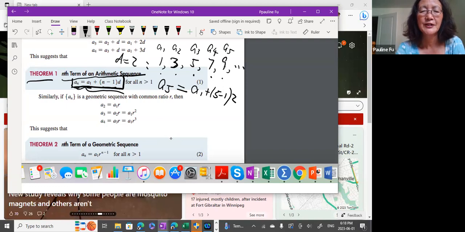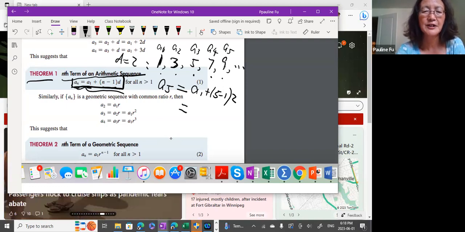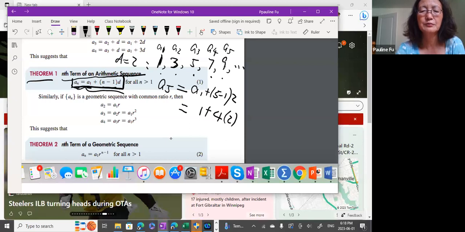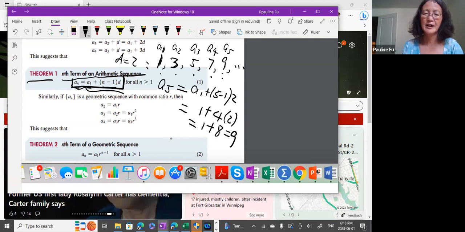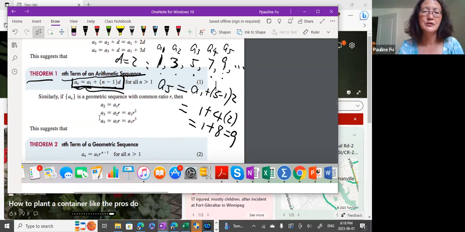So A5 equals A1, and A1 is 1. 5 minus 1 is 4. 4 times 2. So you get 1 plus 8 equals 9. See, A5 is 9. We verified this formula. So this is the nth term of an arithmetic sequence.